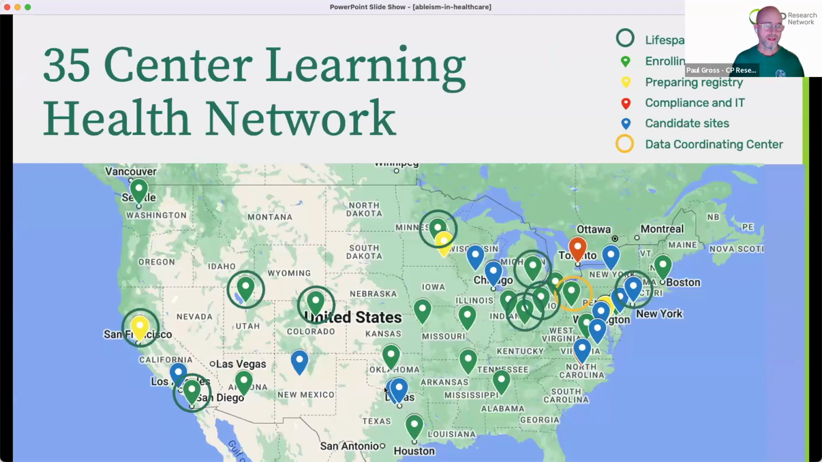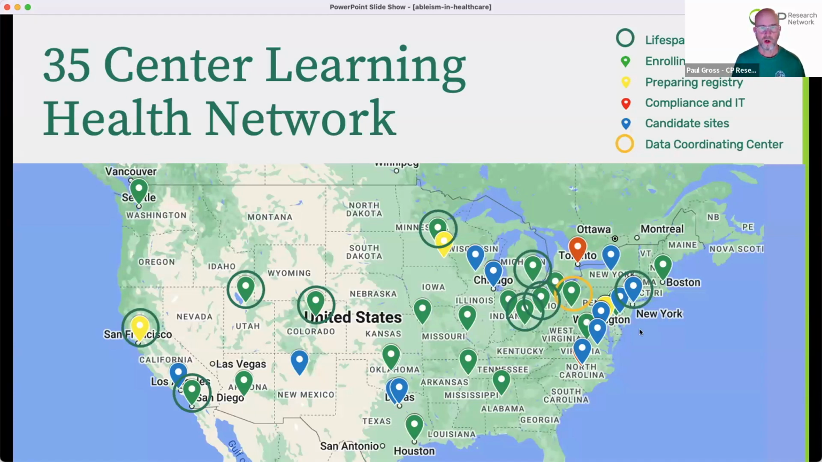So we are a 35 site or hospital system network. The green pins represent sites that are actively collecting data into the registry. The blue pins are candidate sites. Yellow pins are sites that are working on preparing the registry technology. The red pin is a site that's still working on that compliance aspect.